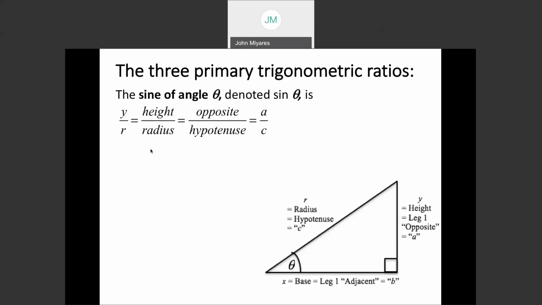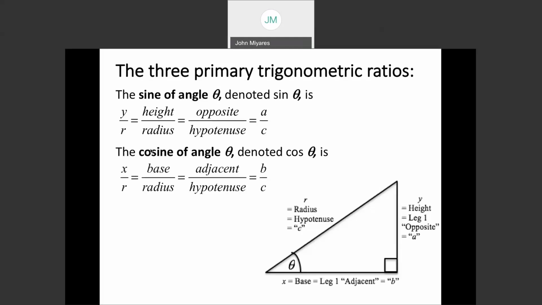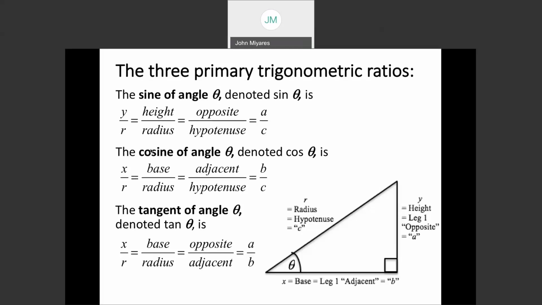And that will be the ratio of the opposite leg to the hypotenuse of the triangle, or in this triangle diagram here, side A over side C. The cosine of angle theta, denoted COS with a theta, is the ratio of the adjacent leg to the hypotenuse, or in this triangle, side B over side C. The tangent of angle theta, denoted TAN theta, is the ratio of the opposite leg to the adjacent leg, or in this triangle, side A over side B.